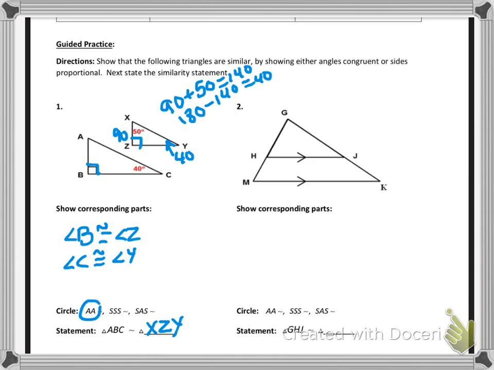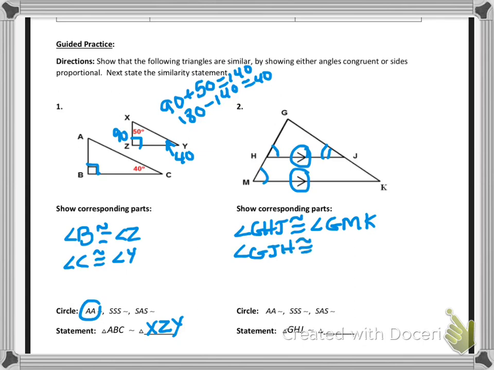Looking at number 2, I see that I have a couple of parallel lines, so that's useful. That can tell me that this angle at H, angle GHJ, is congruent to angle GMK, because those are corresponding angles. I can also say the angle GJH is congruent to angle GKM.